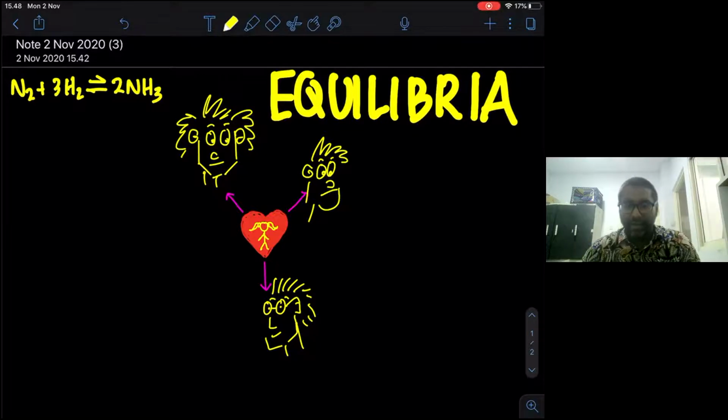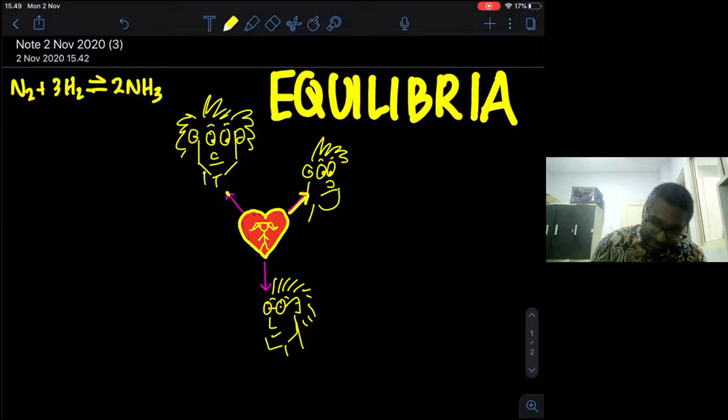I'm going to use this diagram. Just imagine equilibria is represented by the heart of this girl. So you have this girl and then the heart. Three people are trying to win over the heart of this girl, and they are exerting an equal amount of effort to try to win her heart.